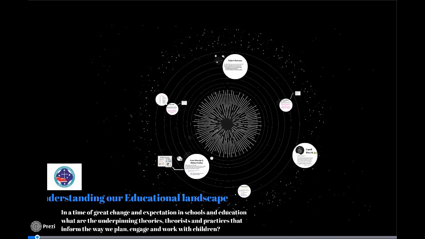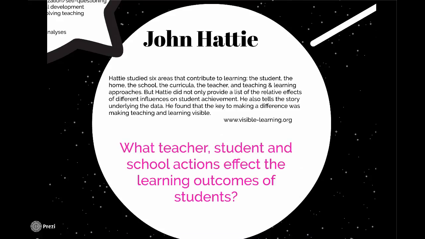So John Hattie is the first person for us to look at. Hattie studied 6 areas that contribute to learning. He looked at the student, the home, the school, the curricula and the teacher, and of course the teaching and learning approaches that are being used. Hattie provided a list of relative effects of those different influences on student achievement, but the underlying data also told a story, and that story was that it was important to ensure that we made teaching and learning visible.